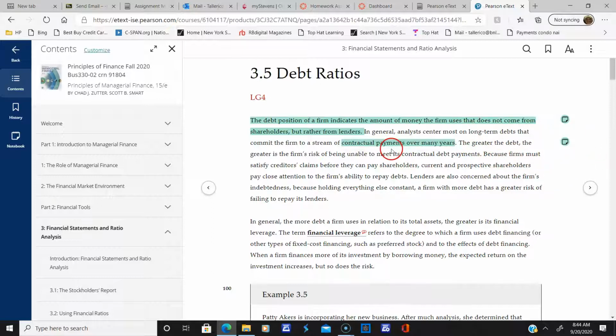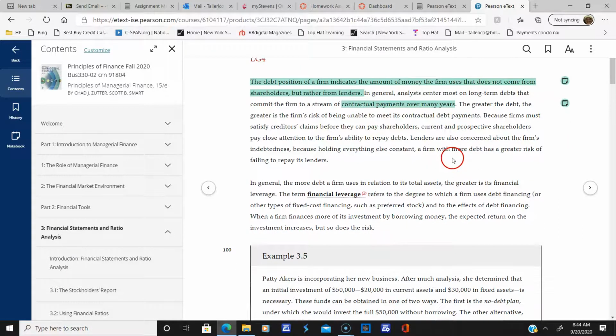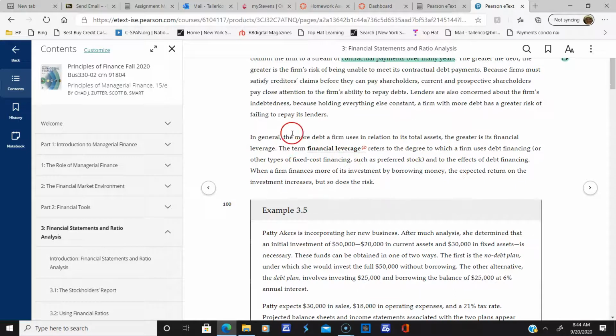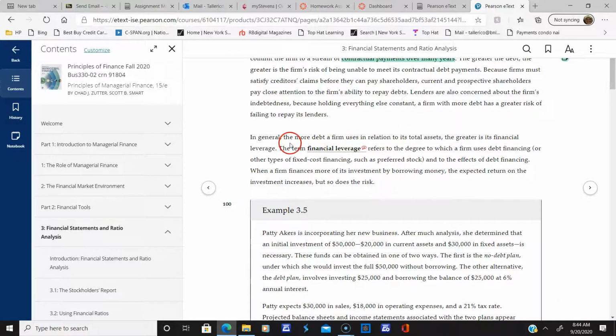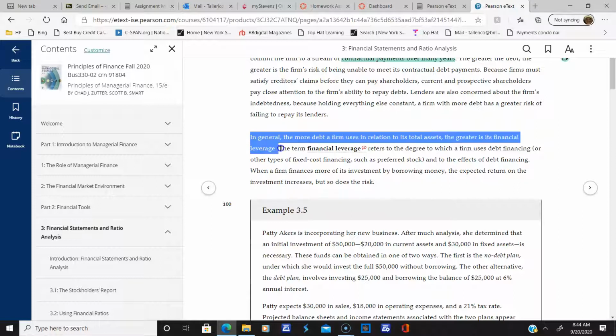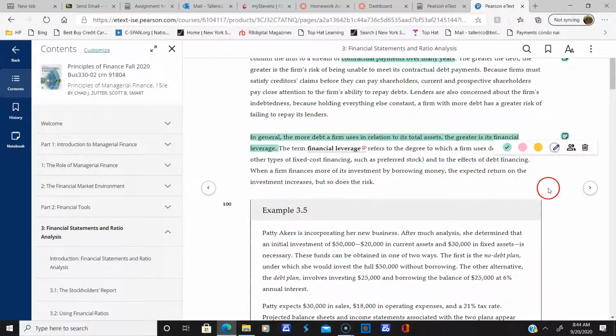The greater the debt, the greater is the firm's risk of being unable to meet its contractual debt obligations. So in general, and there's an important term here called financial leverage, the magnification of risk and return through the use of fixed cost financing such as debt and preferred stock. So in general, the more debt a firm uses in relation to its total assets, the greater is its financial leverage. So greater debt means greater financial leverage.